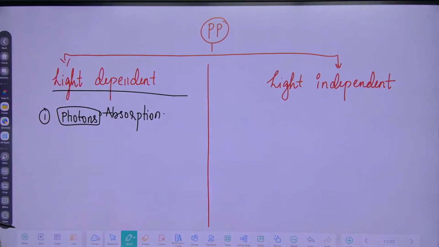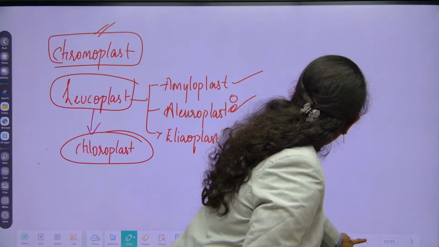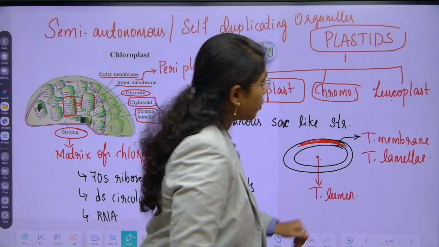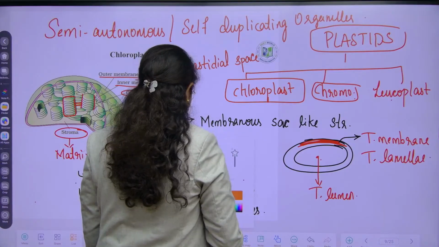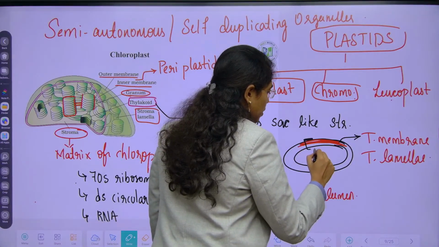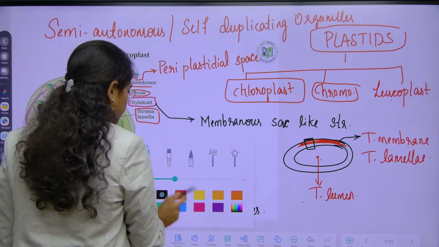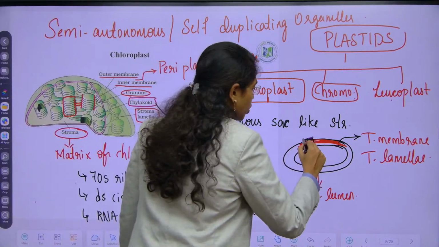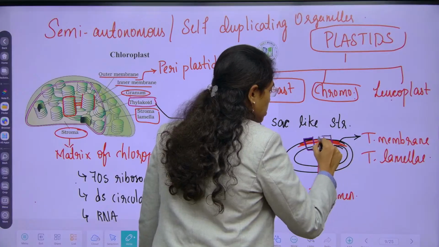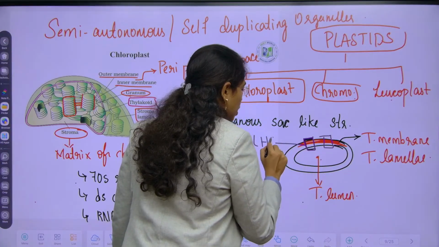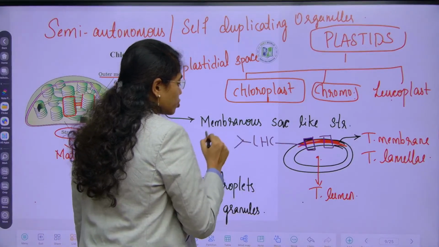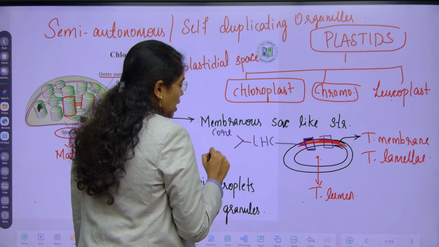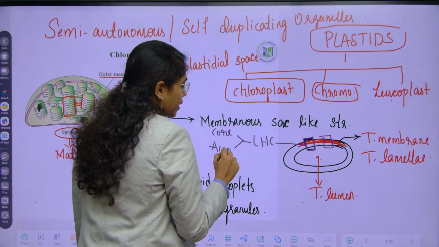This happens in thylakoids, because here we have learnt the thylakoid membrane, right? If you remember, thylakoid membrane will have photosystems, which are light harvesting complexes. These light harvesting complexes consist of two types of pigments, core pigments and accessory or antenna pigments.